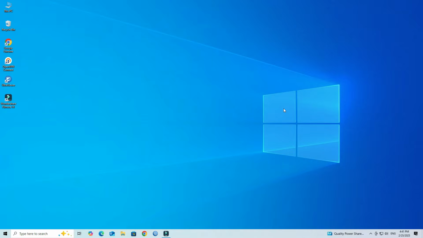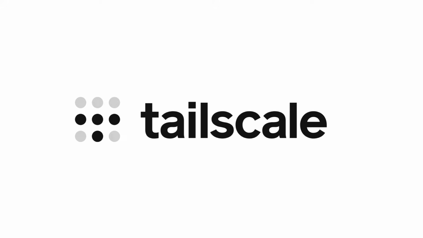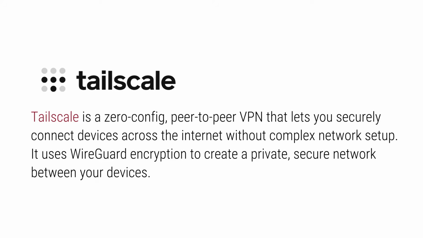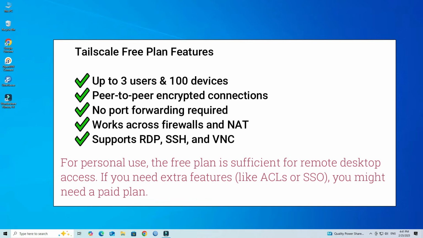In this video, I will be showing you how to set up Tailscale for remote desktop access. Tailscale is a zero-config, peer-to-peer VPN that lets you securely connect devices across the internet without complex network setup. It uses WireGuard encryption to create a private, secure network between your devices.